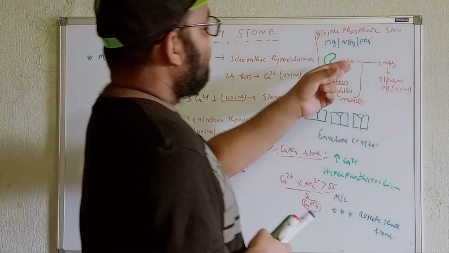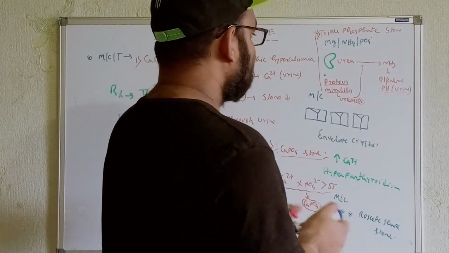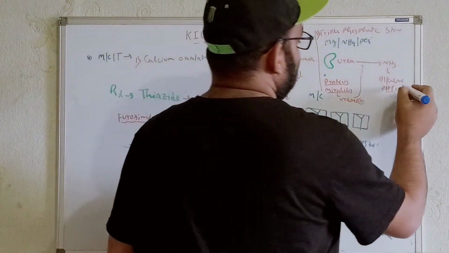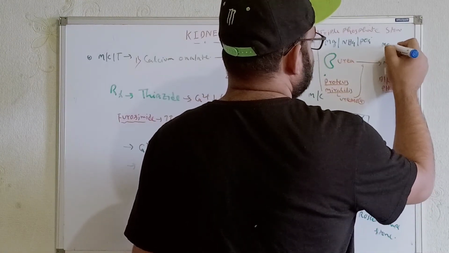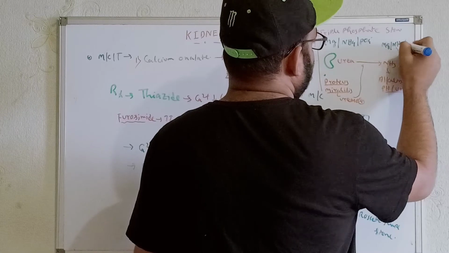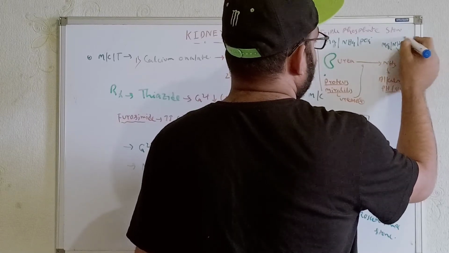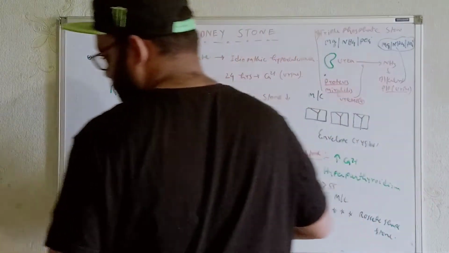Okay, so this is the pH dependent stone formation. In alkaline pH, the magnesium, the ammonium and the phosphate combine with each other and form the stones over here.